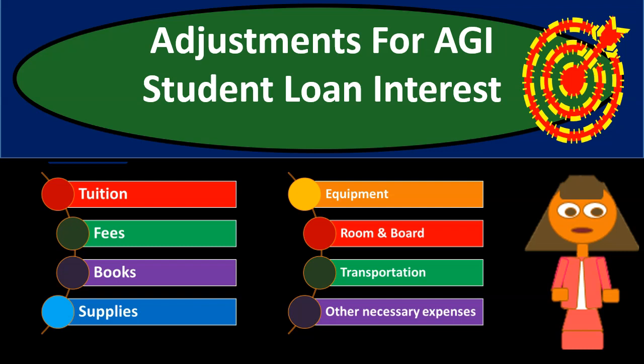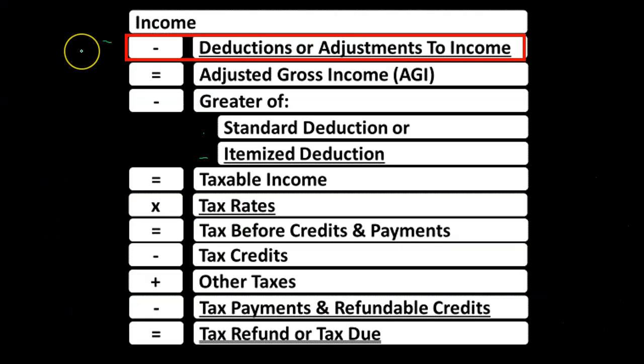In this presentation, we will discuss student loan interest and adjustments for adjusted gross income. We're going to be here on line 2 of our income tax formula, line 1 being income, line 2 being the deductions or adjustments to income. We can compare and contrast those deductions to the itemized deductions and the standard deductions.